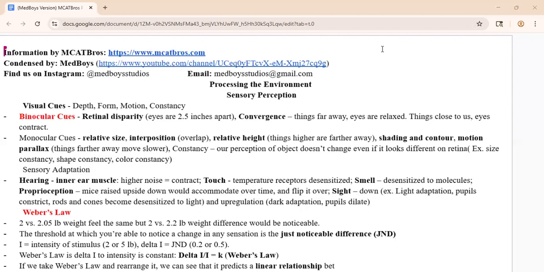So we're going to get started. We're looking at sensory perception. First we have visual cues, and the things we need to look out for are depth, form, motion, and consistency. Depth is basically how far something is. Form is what shape or structure something is, and motion is when we're thinking about movement. Consistency tells us about the object and how stable it is, such as size, shape, and color.